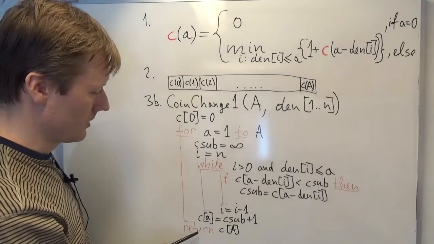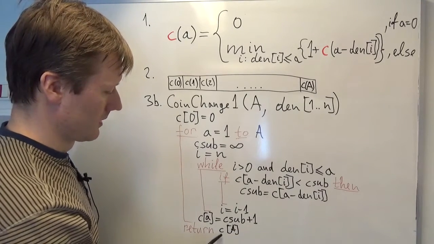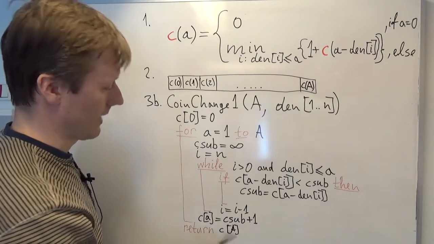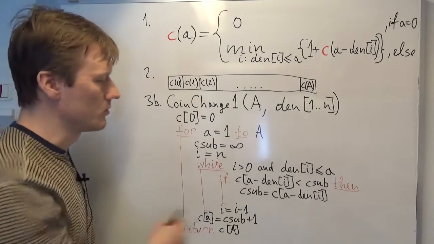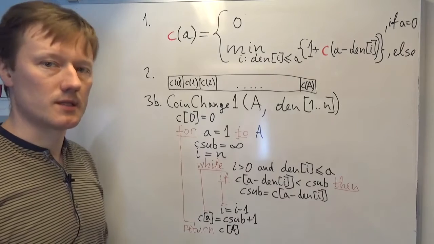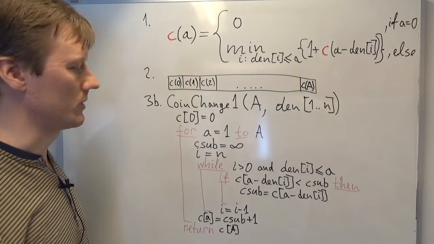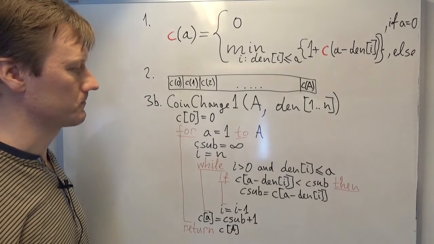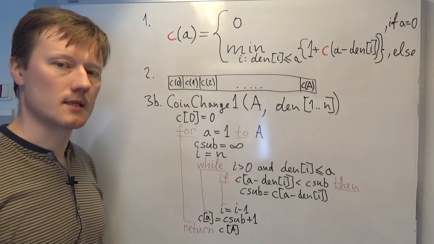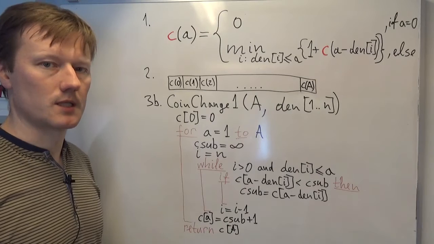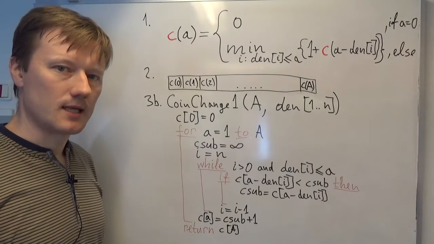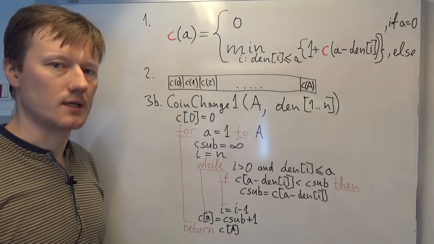And at the end, we return that value. So here we have an algorithm that computes the optimal value. In this case, the minimum number of coins that we need to change a given amount. What is the complexity of this algorithm? If you have not thought about that yet, you can pause the video and think about that.